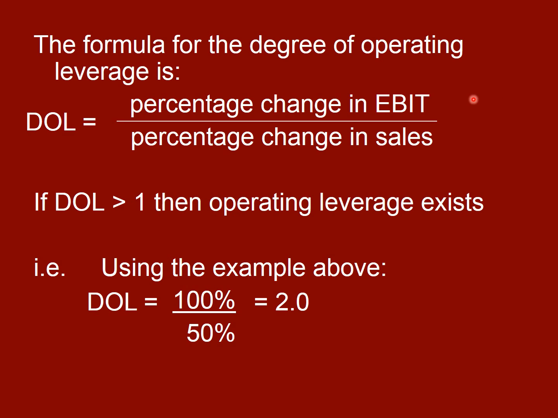It's the percentage change in EBIT divided by the percentage change in sales. If the DOL comes out to be greater than 1, meaning you have a disproportionate change, then we say that operating leverage exists. Using the example from the previous slide, we had a percentage change in EBIT of 100% that was caused by a 50% change in sales, so our degree of operating leverage is equal to 2. Another way we can interpret this is that for every 1% change in sales, we're going to have a 2% change in EBIT.